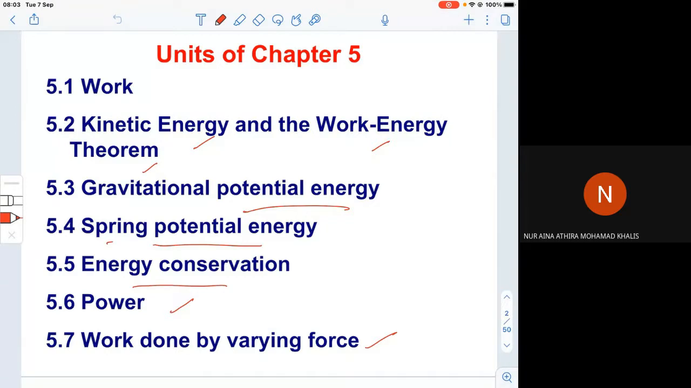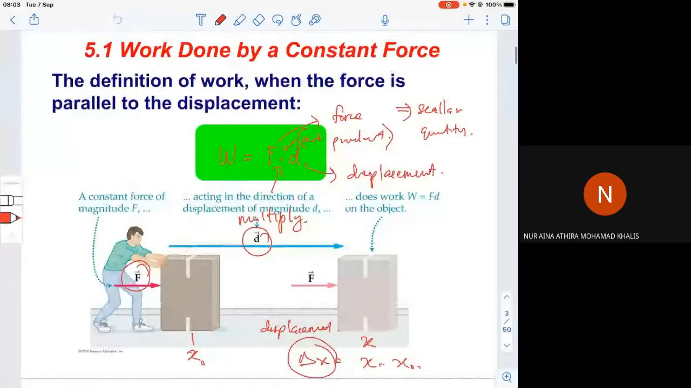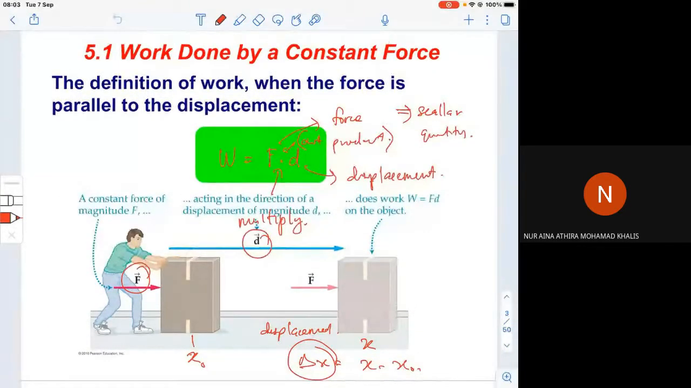We didn't yet reach 5.2, so today we are going to finish those topics: 5.2, 5.3, 5.4. Then we go to power, and lastly the work done by a varying force. So this is the work done by a constant force. W is equivalent to F dot D, where F is a force and D is the distance or displacement.